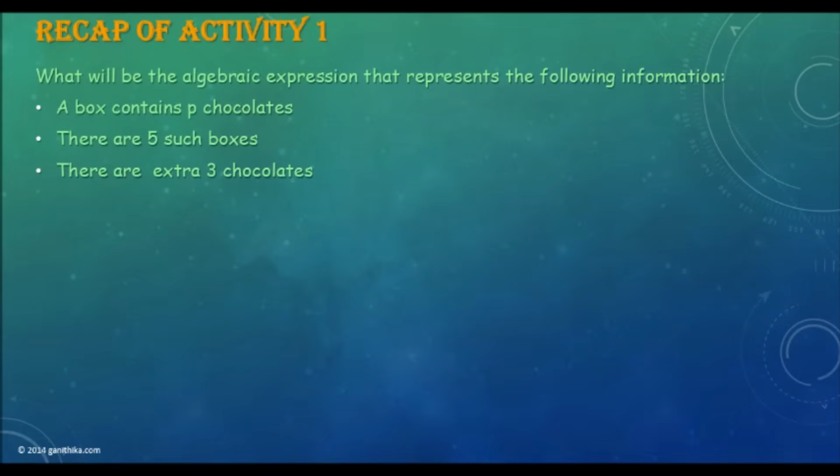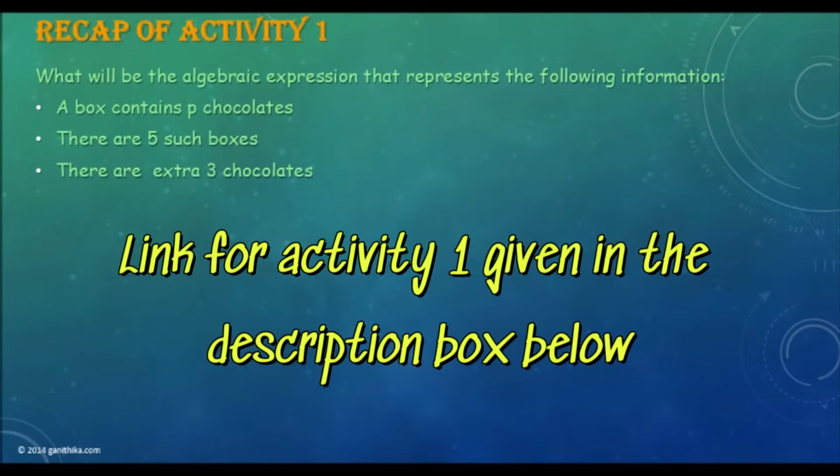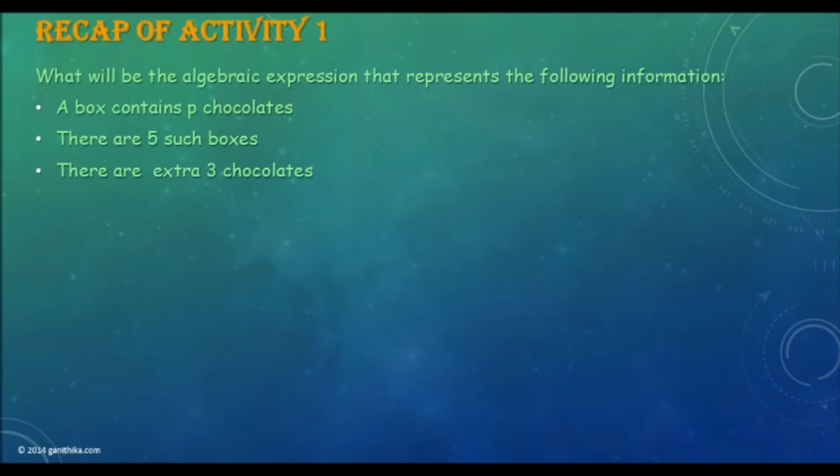What will be the algebraic expression that represents the following information? A box contains p chocolates. There are 5 such boxes and there are extra 3 chocolates. If you have done the activity 1, you would be able to do this. Okay. Now let's see what's the algebraic expression for this particular information. The answer is yes, of course you're right. 5 times p plus 3. It is 5 boxes of p chocolates each plus extra 3 chocolates.